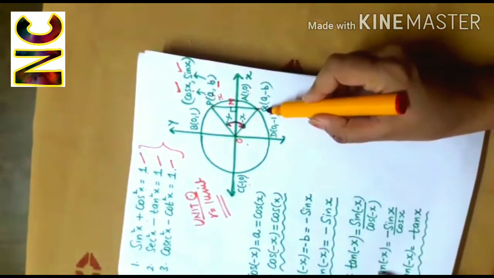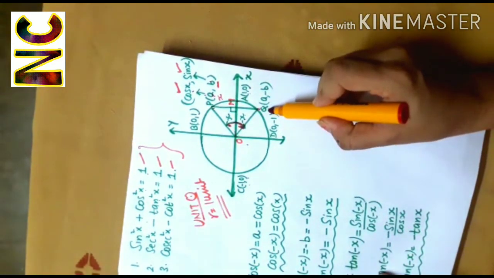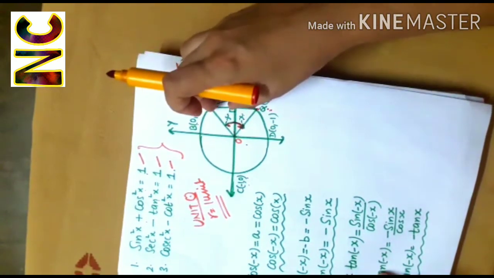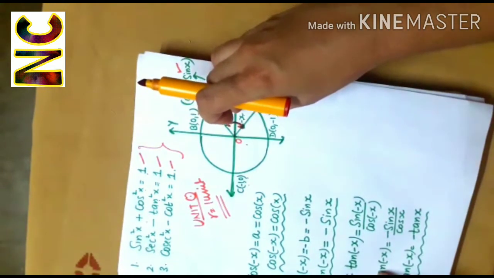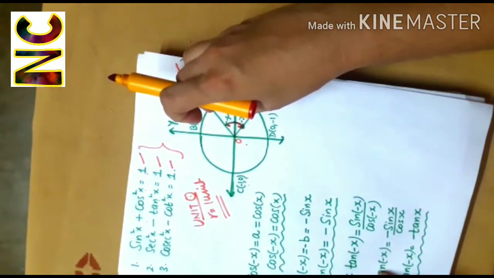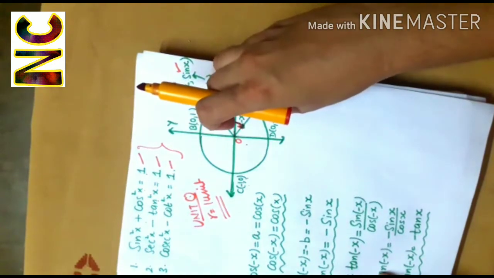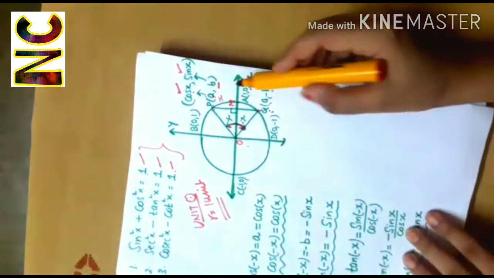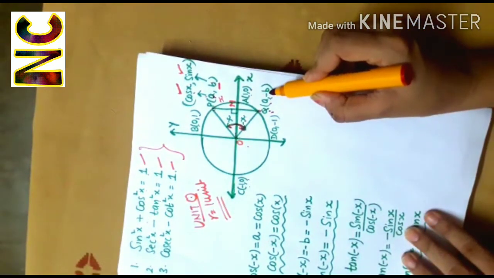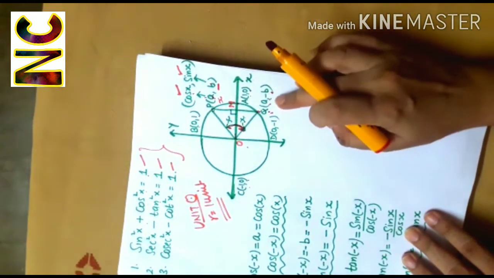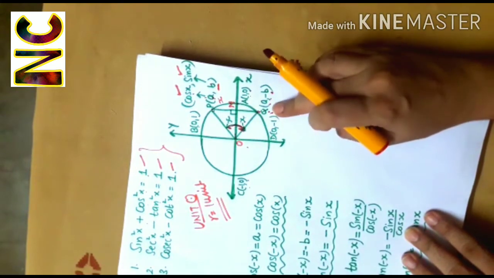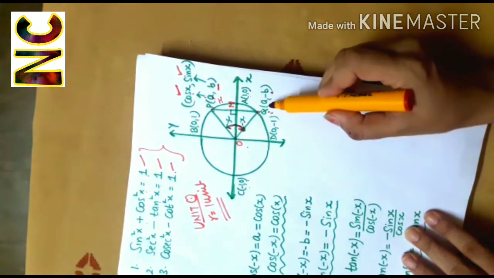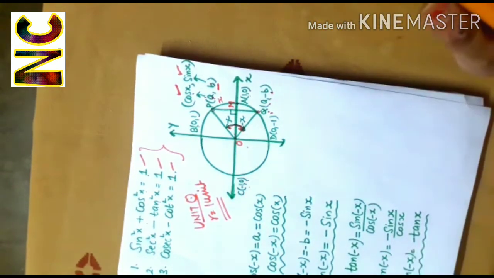So now clearly PM will be equal to MQ. So do you agree? Coordinates of the point Q will be (a, -b). This distance will be equal to this. This is equal to b. This will also be equal to b, but it is below the x-axis. That's why the y coordinate will be negative. This point is lying in the fourth quadrant, so x coordinate will be positive and y coordinate will be negative. So it will be (a, -b), right?